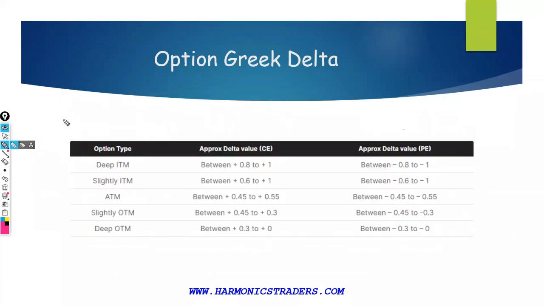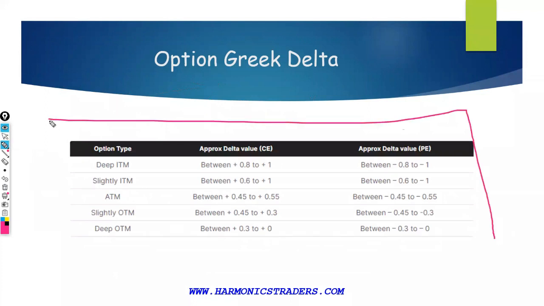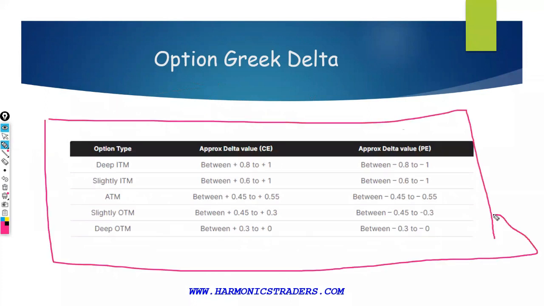Okay, now just remember this. If needed, just take a screenshot of this particular picture as well. So ATM in general, the delta is somewhere from 0.45 to 0.55. So for a call, the delta is always positive, and for a put, the delta is negative. And ITM, it is very close to 1. And deep OTM, it is almost 0 or 0.3. So just remember these default delta values for ITM, ATM, and OTM.